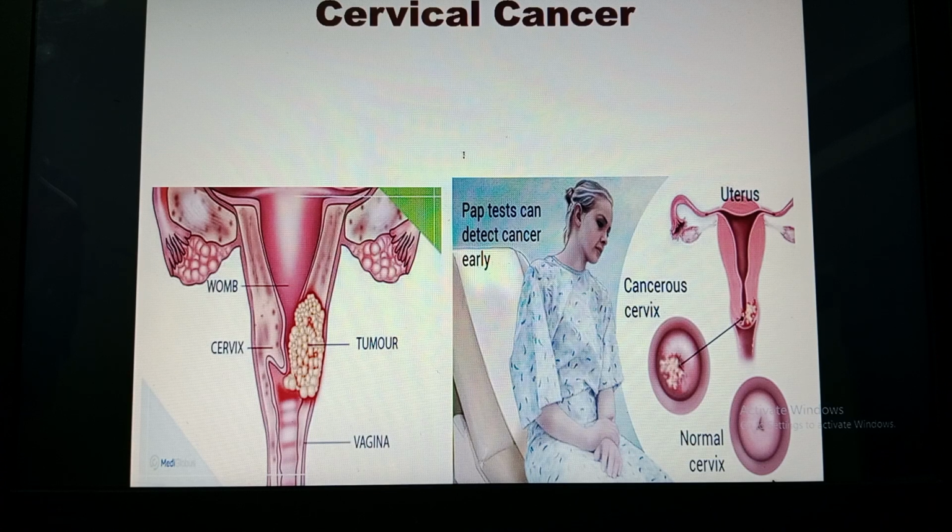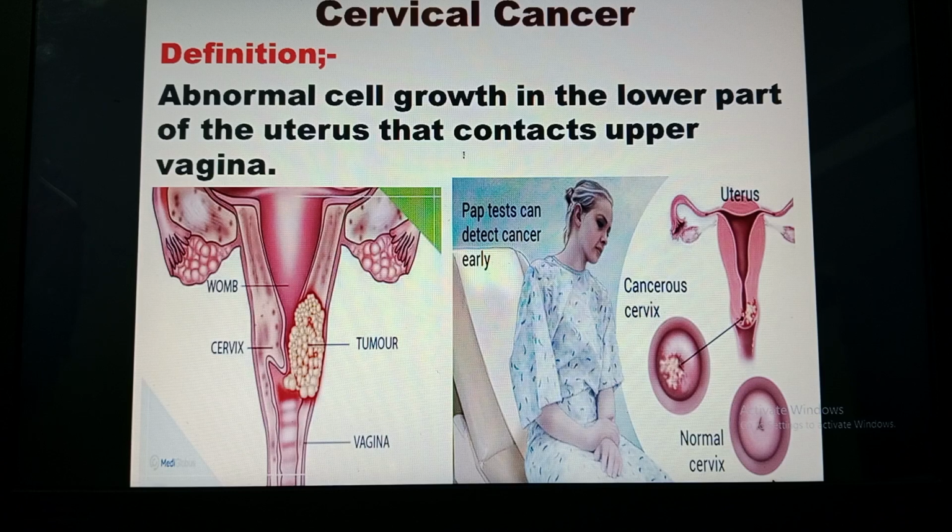So what is cervical cancer? Abnormal cell growth found in the cervix. So you can see here, if you know the normal anatomy, then you can get a mental image of which part is the cervix.